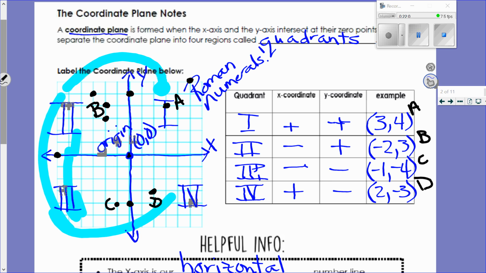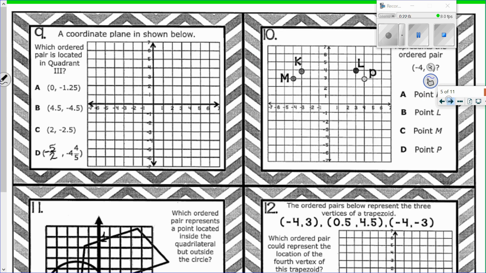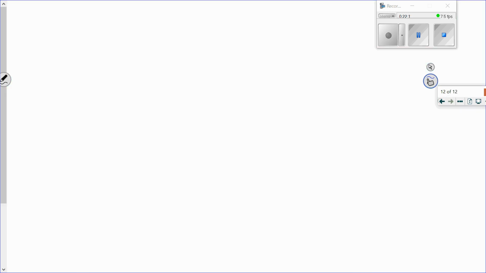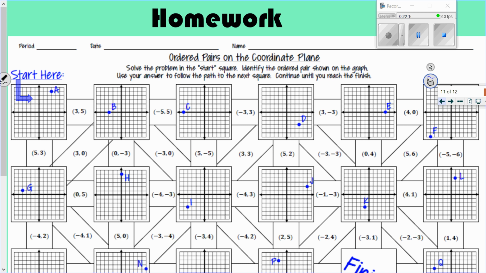Okay, for the sake of time, I want everybody to flip to the last page. Shouldn't take that long though. Okay, this one you guys have done one similar to this. What you're going to do, this is a maze. You're going to start at the start, and go all the way to the finish.